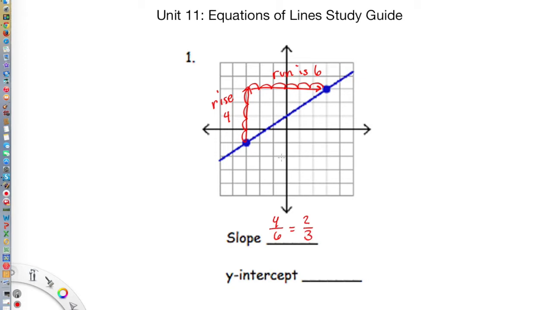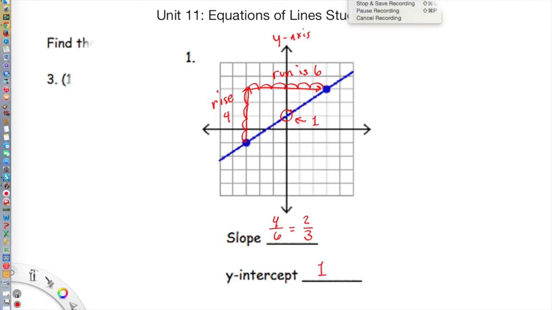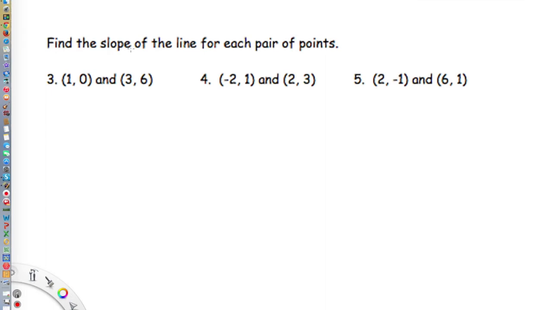So my slope is 2/3, and then my y-intercept. Where does this line intersect my y-axis? Right here, and that's at 1. So my y-intercept is 1. It's that easy. My next set of problems asks to find the slope of a line for each pair of points. Again, let's focus on number 4 right here.